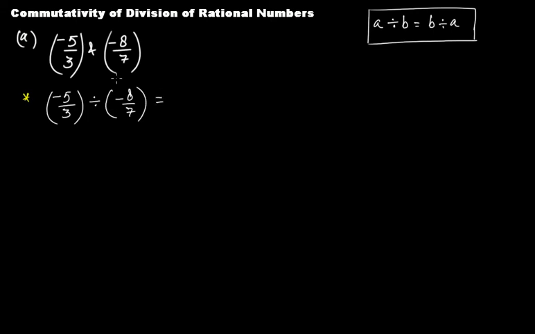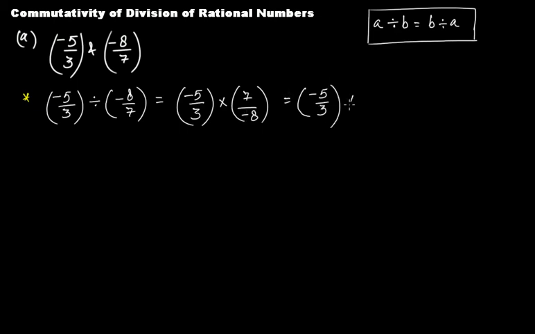So what we do? We invert and multiply. So minus 5 over 3 times, this becomes 7 over minus 8. Now we know that if the minus sign is in the denominator, you can simply put this minus sign in the numerator. There will be no difference in the value. So this becomes minus 5 over 3 times minus 7 over 8. We have discussed all those things, so I'm not going to repeat them again.